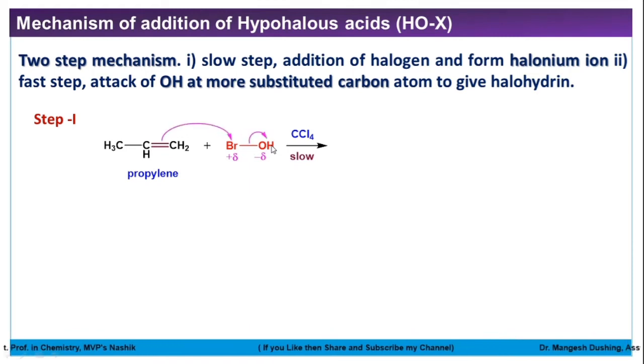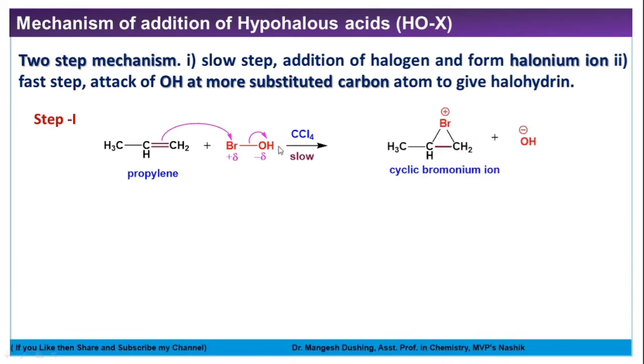So pi bond will attack on this Br because Br is electropositive. Then the sigma bond will break. The sigma electron goes to the oxygen atom. So we'll get this cyclic bromonium ion. Double bond is converted to the single bond, and each double bonded carbon will get this Br with this positive charge, that is called as bromonium ion. So this is called as cyclic bromonium ion, and this electron goes to the oxygen, so this will be the OH minus.